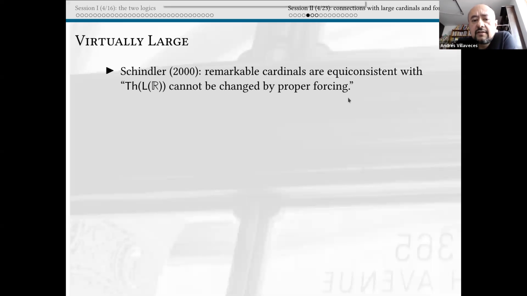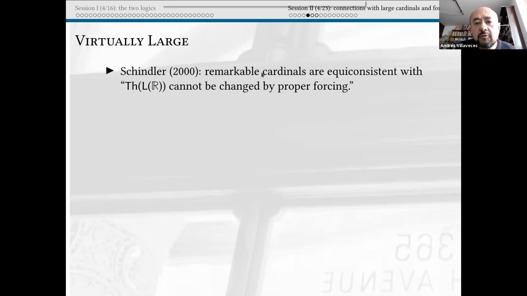Schindler, around 2000, first was studying something called remarkable cardinals, and he proved that these are equiconsistent with the fact that the theory of L of R cannot be changed by proper forcing. At that time, I think, this was a major connection between some large cardinal property and some robustness of the theory of L of R. For reasons that had to do with descriptive set theory, this was important. This was important also as a kind of input into some larger scale program that I don't know much about. I know about it, but not in detail.